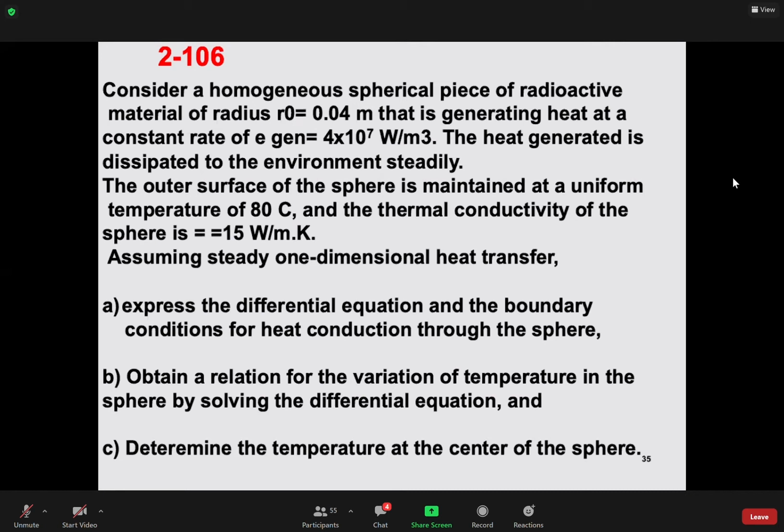How are we going to solve this problem? Therefore, this is chapter 2. Therefore, we are assuming a steady state scenario, and we're only looking at the conduction. We assume the temperature on the outer surface of the sphere is kept constant at 80 degrees. We're trying to develop an equation to find the temperature distribution within the sphere as a function of position. Okay.